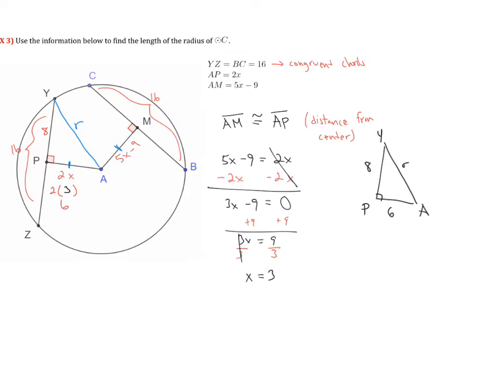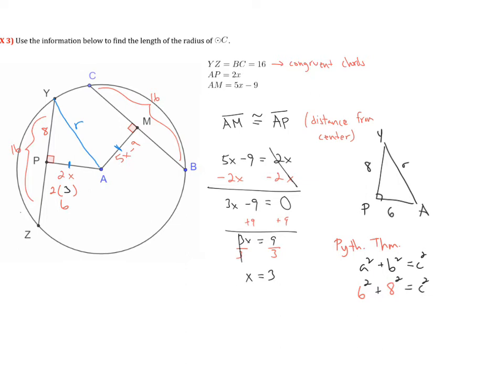So, like what I was saying before, because we're solving for a side on this right triangle, we're going to go ahead and use the Pythagorean theorem. So, a squared plus b squared is equal to c squared. Now, again, the side that we're missing is the radius, but it is also technically the hypotenuse. So I'm going to substitute in 6 for a, so we get 6 squared, plus substitute in 8 for b, which gives me 8 squared is equal to c squared.